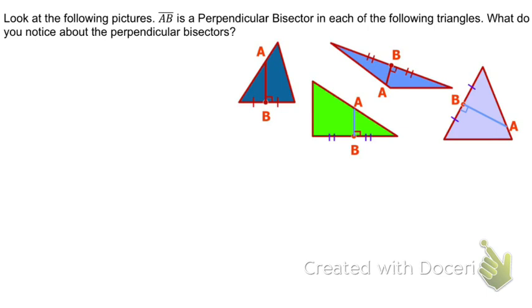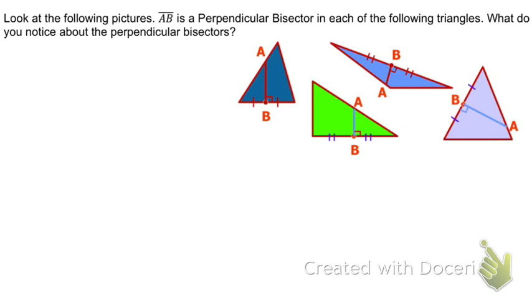Look at the following picture. Segment AB is a perpendicular bisector in each of the following triangles. But what do you notice about these perpendicular bisectors? They're not always in the middle. Okay, what do you mean by they're not in the middle always? We don't hit the middle.